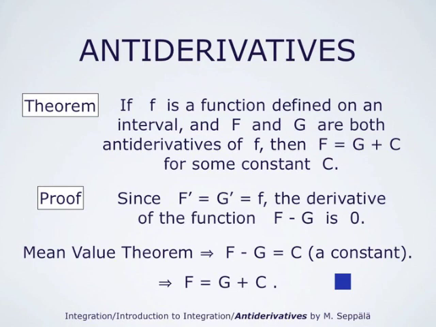Here it is important that the function small f is defined on an interval. For example, the function 1 over x is defined for x positive and for x negative. And for that particular function, the same result does not hold. We will discuss that later more in detail. So if the function small f is defined on a single interval, and capital F and capital G are both antiderivatives, then F is G plus some constant.